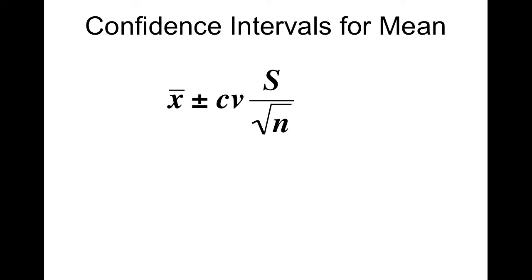Now for the mean, an average. So this is going to be for a list of numbers, a quantitative data set. So we have, again, our average for the sample is going to be our midpoint. And we're going to add and subtract our margin of error. Critical value times the standard deviation divided by the square root of n. That's what we're going to add and subtract from our estimate. That's going to give us the interval.